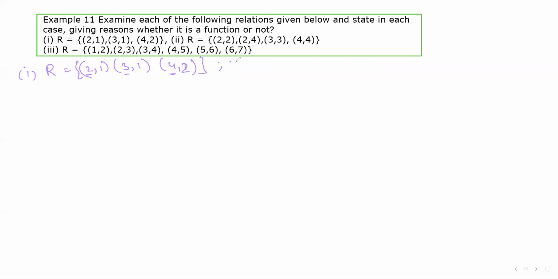Since 2, 3, and 4, which are the domain elements of R, are having unique images.